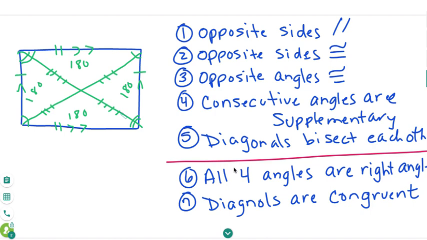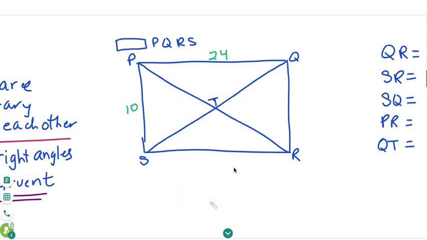But now we're going to add two additional characteristics. The first one is, in order to be a rectangle, these four angles must be right angles. And we also know that the diagonals are congruent. So not only do they bisect each other, but they're also equal to each other. Let's use what we know to solve some missing parts.